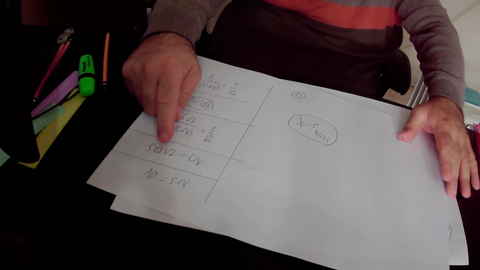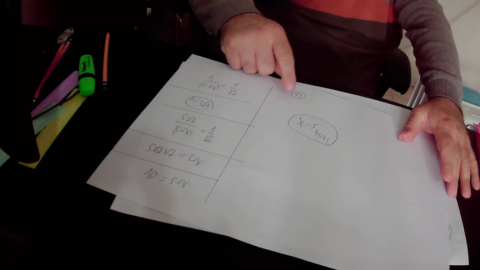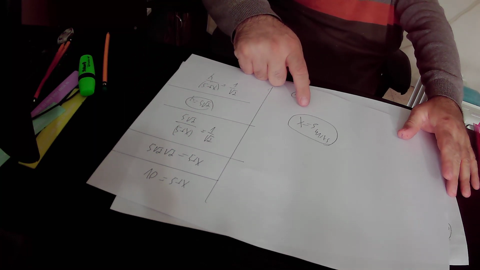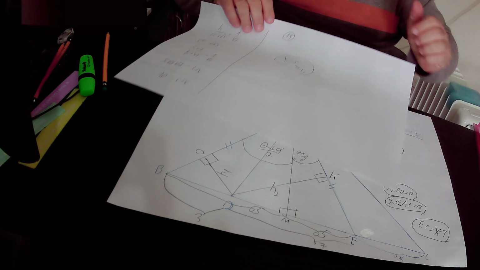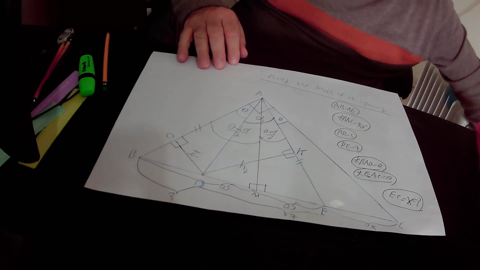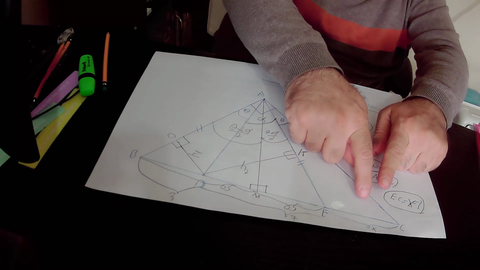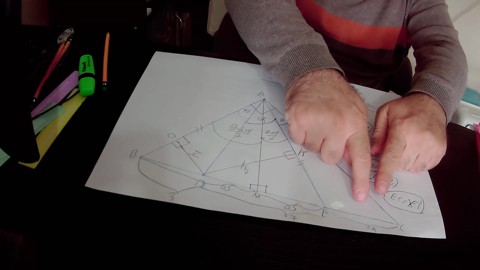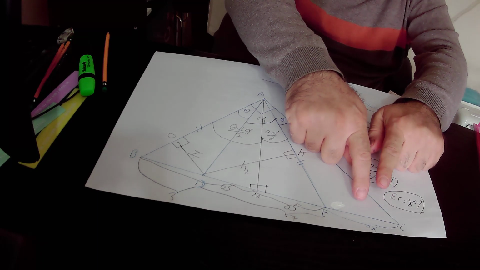We subtracted 5 from this equation, and we got that the value of x that equals CE is 5 units. I'll repeat again. The value of line segment EC that equals x is 5 units. Okay, that is the answer to the question.